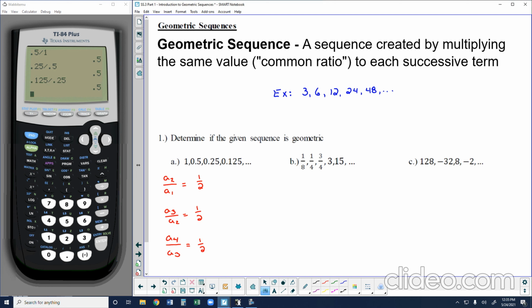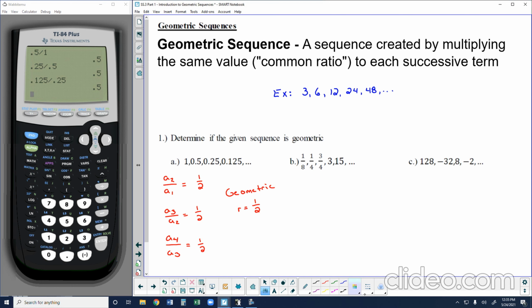And so is this a geometric sequence? We would say this is geometric. And if we want to go a little bit further, we could say that the common ratio would be 1/2. If I divide each term by the previous term, it is 1/2.